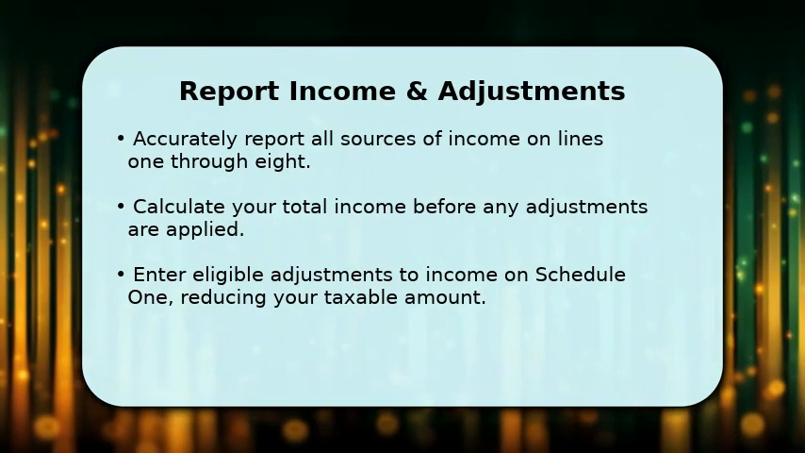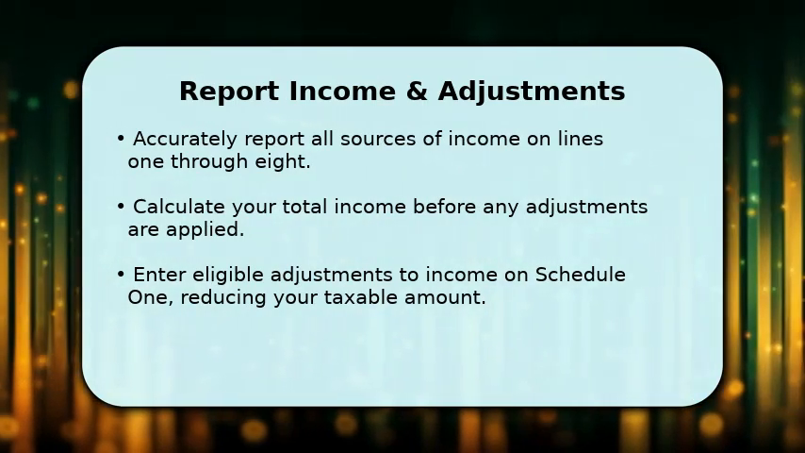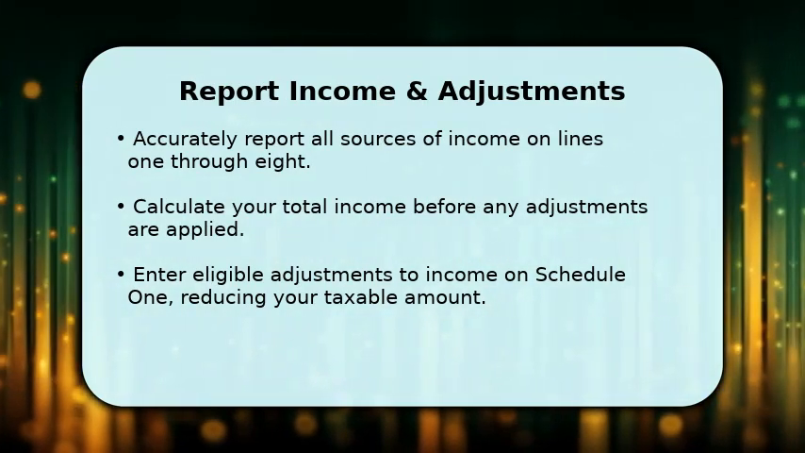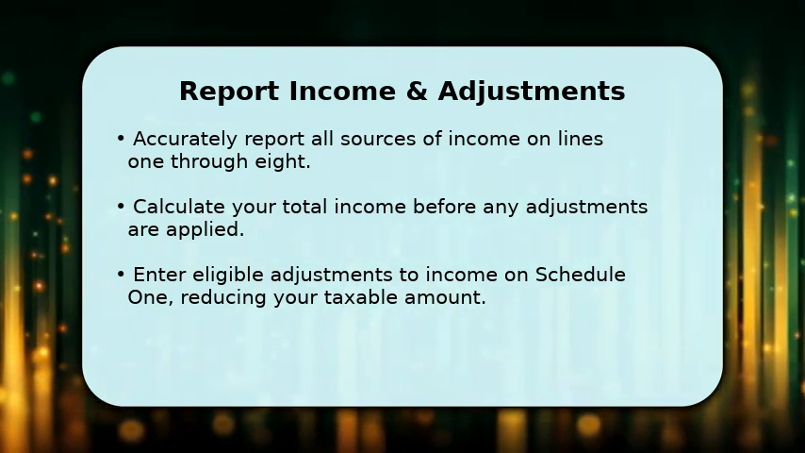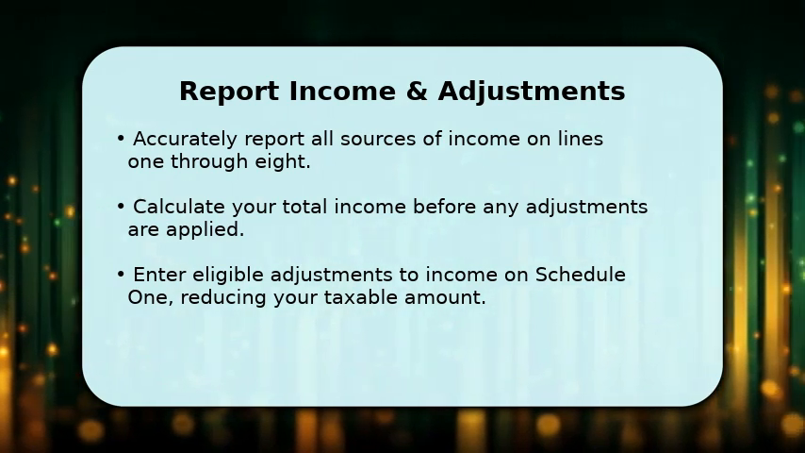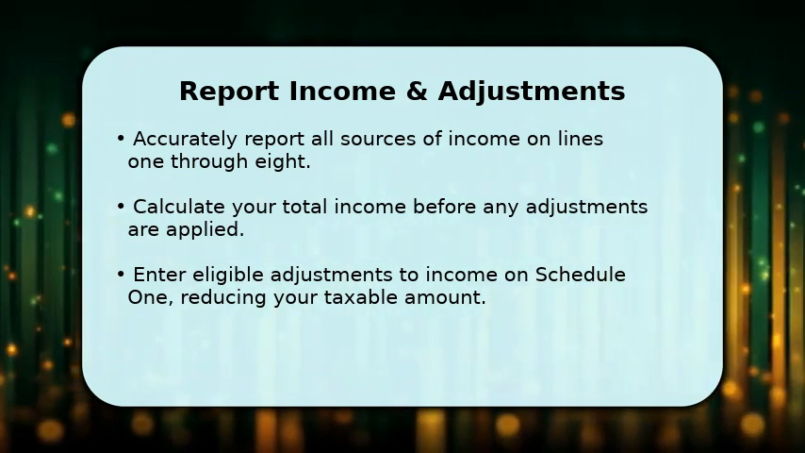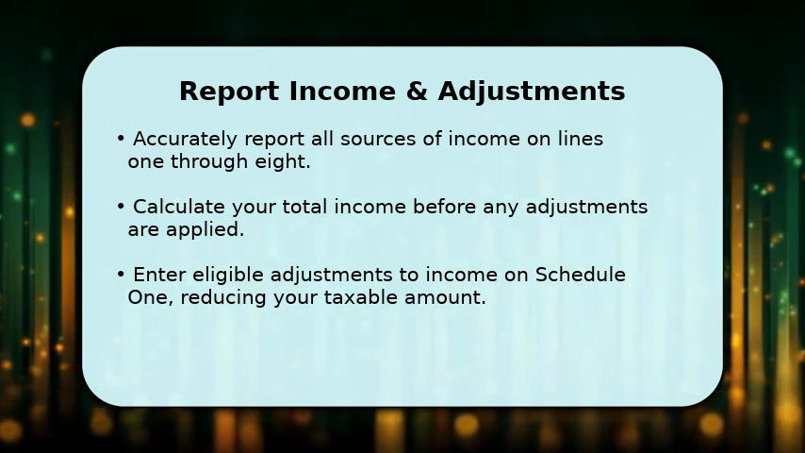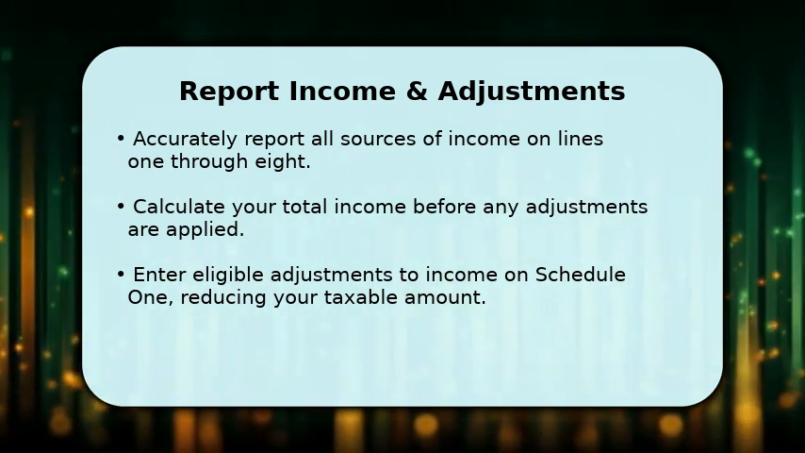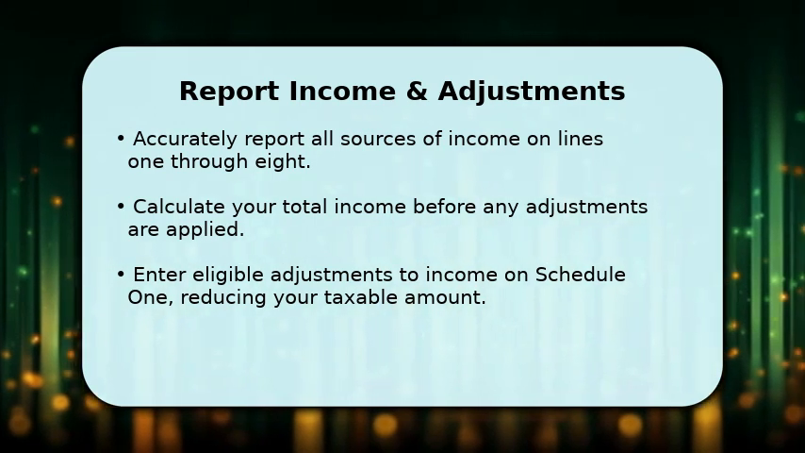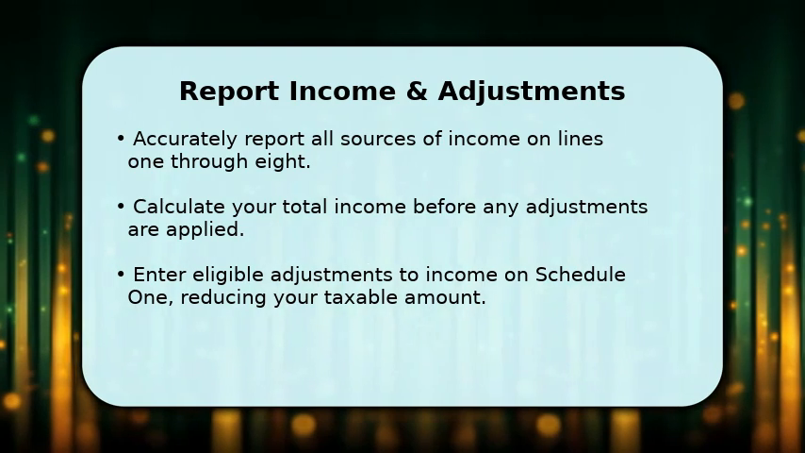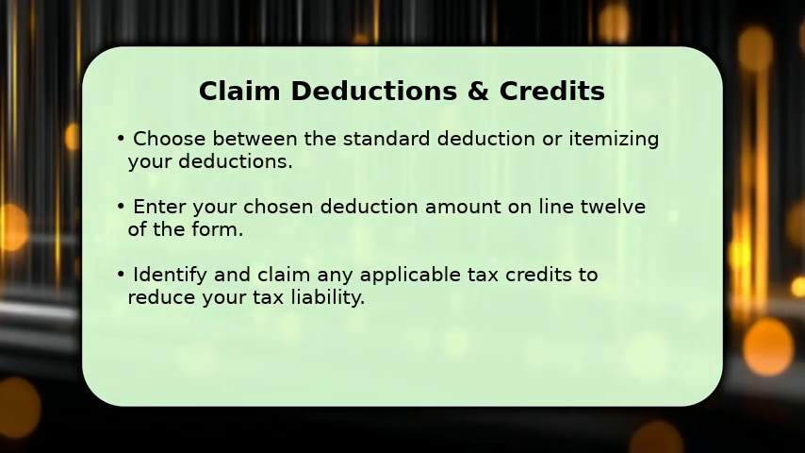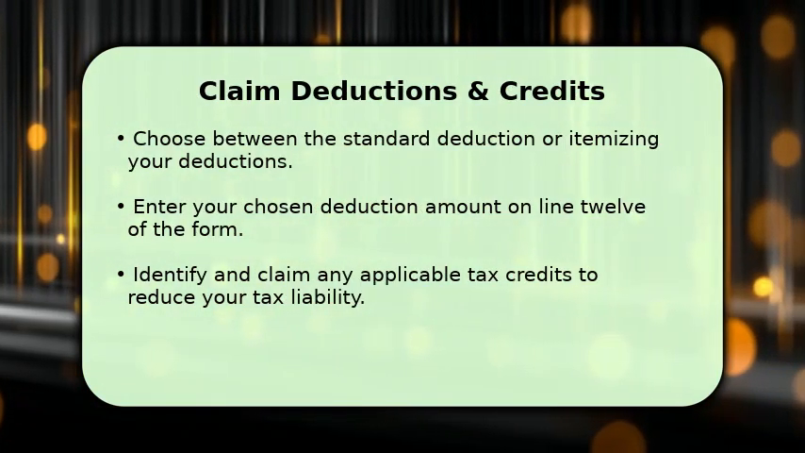Next, let's focus on reporting your income. You'll enter your wages, salaries, and tips on line 1. Other income, like interest and dividends, goes on subsequent lines, typically through line 8. After totaling your income, you'll consider adjustments. These are found on Schedule 1 and can include things like educator expenses or contributions to an IRA, which reduce your adjusted gross income.